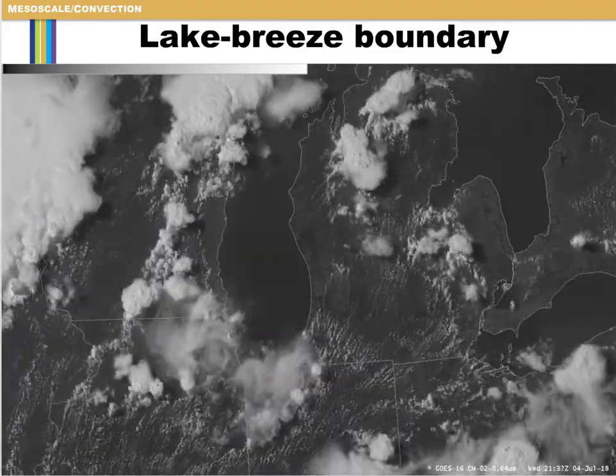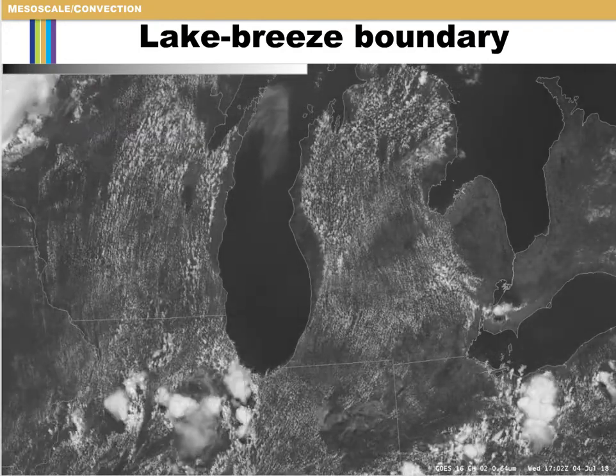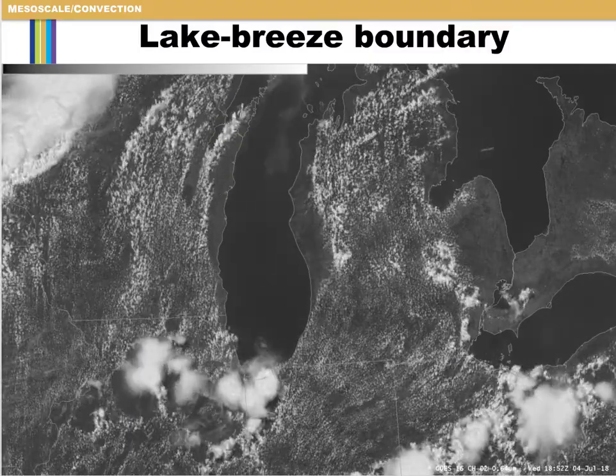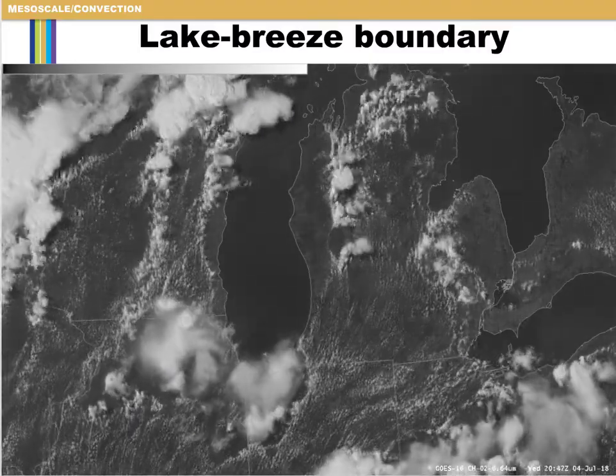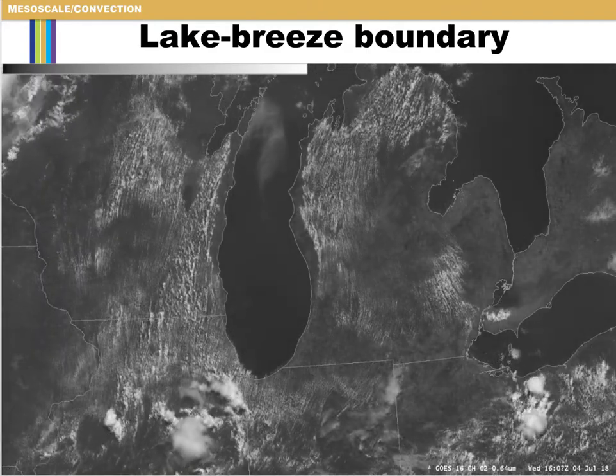Monitoring storm motion relative to the boundary is an effective use of the GOES imagery, knowing that storms that cross the boundary and move towards the stable side of the boundary, in this case towards the lake, will weaken as less CAPE is available over the cooler lake surface.